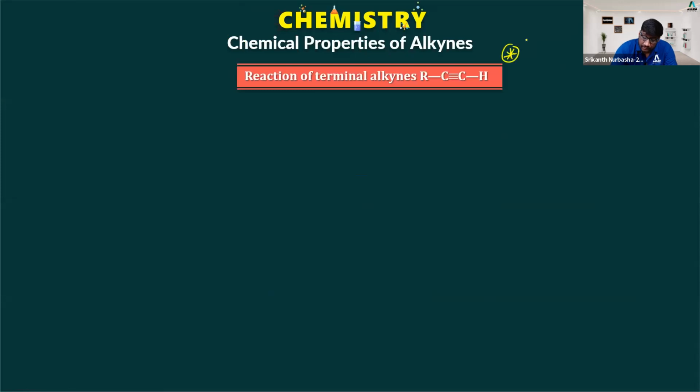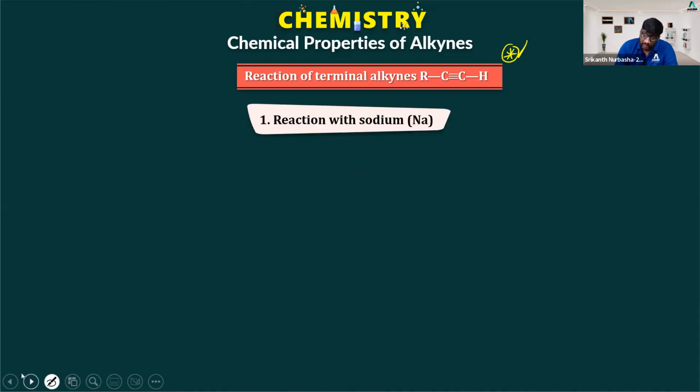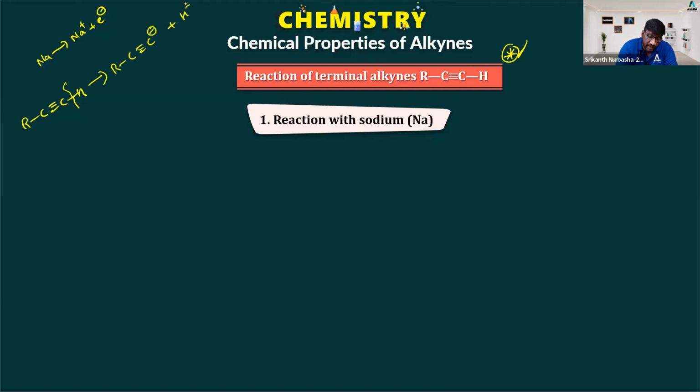Now the reaction of terminal alkynes, RC≡CH, with sodium. Terminal alkynes are acidic in nature, so they will undergo an acid-base reaction. Sodium is a very strong base, and the alkyne is an acid, although we call it an acid, it is a weak acid. Sodium has a tendency to undergo oxidation, that is Na plus and loss of an electron. And the alkyne will undergo cleavage of the CH bond, forming RC≡C minus plus H plus.